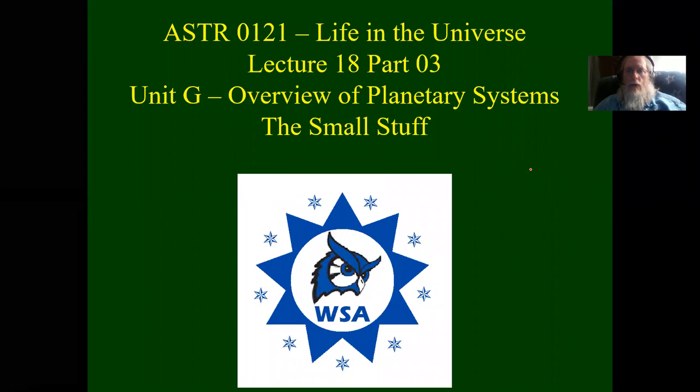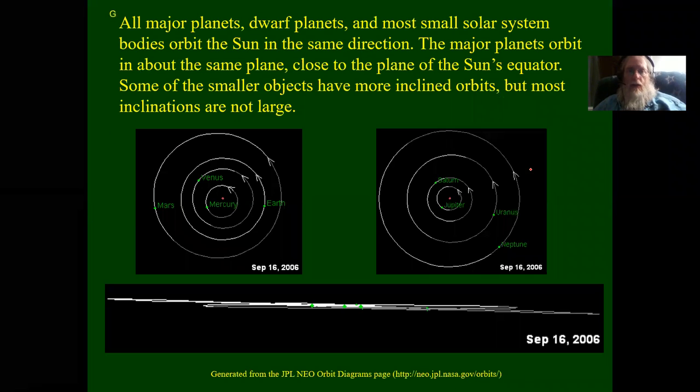Hello and welcome to Lecture 18, Part 3 for Life in the Universe. In this video, we're going to conclude Unit G. After taking a little bit more look at some regularities in the solar system, we're also going to look at some things about small solar system bodies.